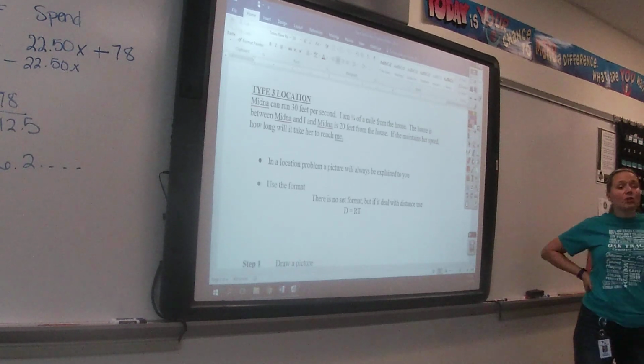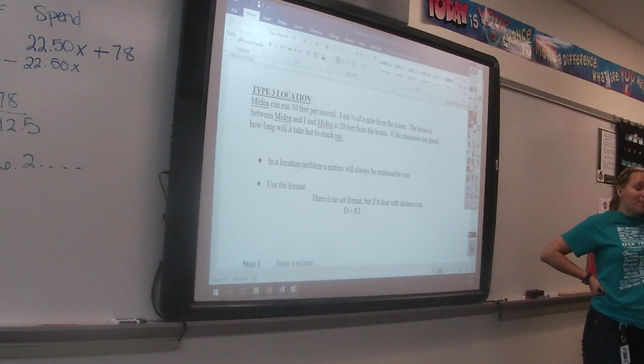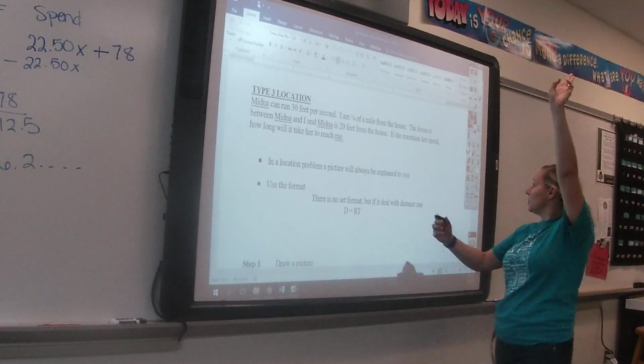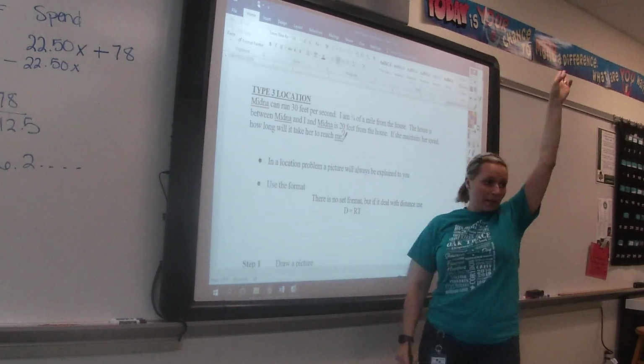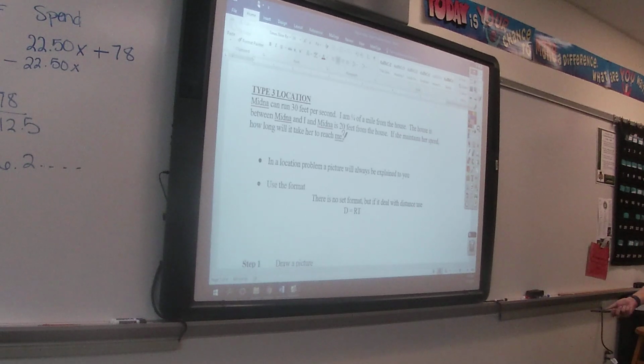Can we agree that this story problem is talking about location of things, a speed, and I'm trying to figure out how long? I guess this should be a question mark here. All of those things should scream to us that we need to use distance equals rate times time. We have some distances given to us. We're talking about the pace at which she goes, and we need to know how long until she gets there.